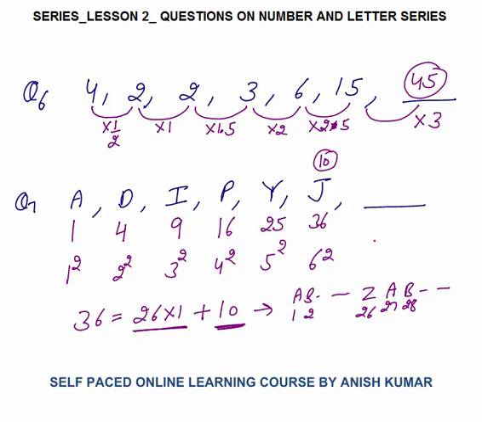Now what would the next term be? After 6 square, the next term would be 7 square. 7 square is 49. Now how to represent 49? Divide this by 26. If you divide 49 by 26, your remainder would be 23 and your answer would be W. W means 23 and that will be your final answer.